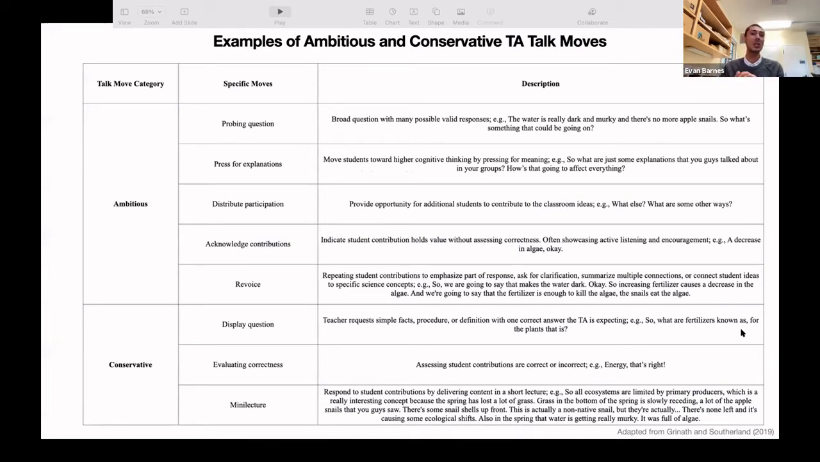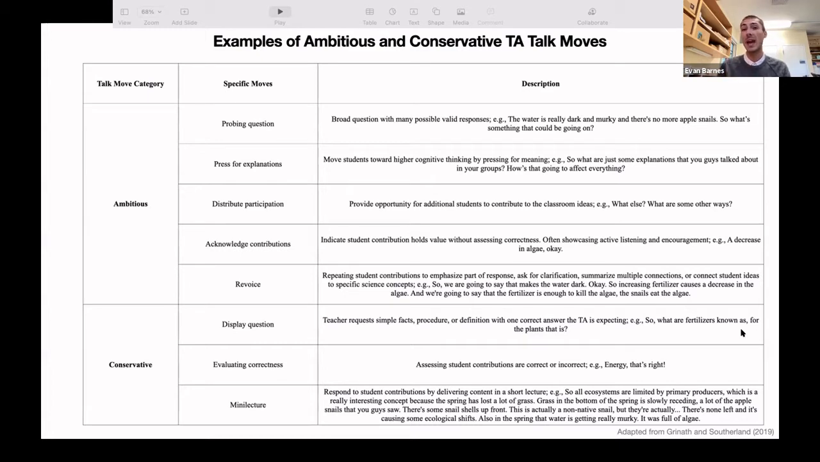What we did is we took each TA talk turn and analyzed it using a coding framework that we adapted from previous literature. And we grouped the TA talk moves into two categories. The TA talk moves either fell into ambitious or conservative. These were based on the function of each talk move: working with student ideas or thinking would be ambitious, versus checking for student understanding, that would be conservative.